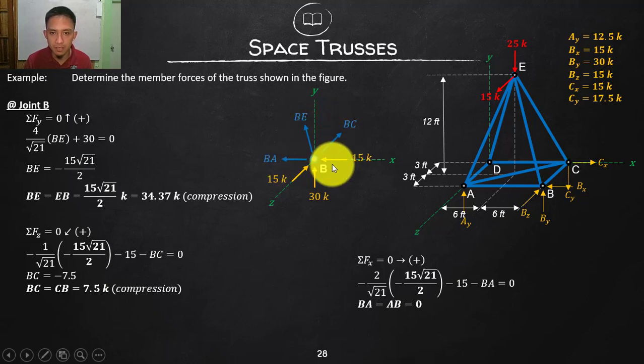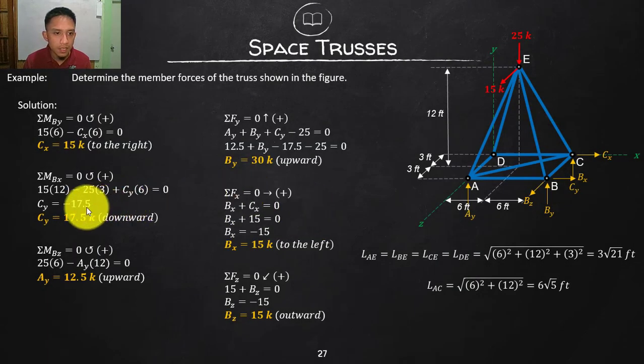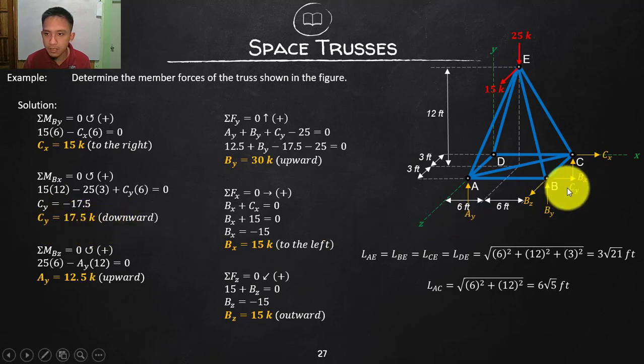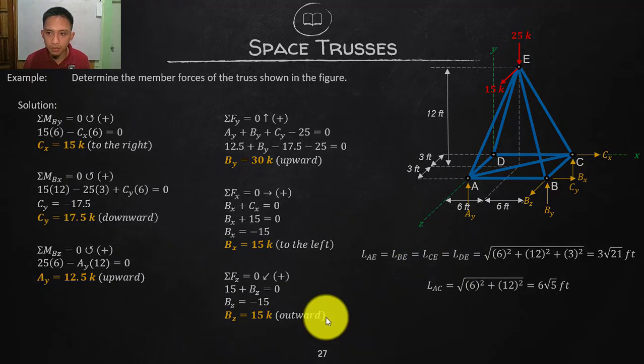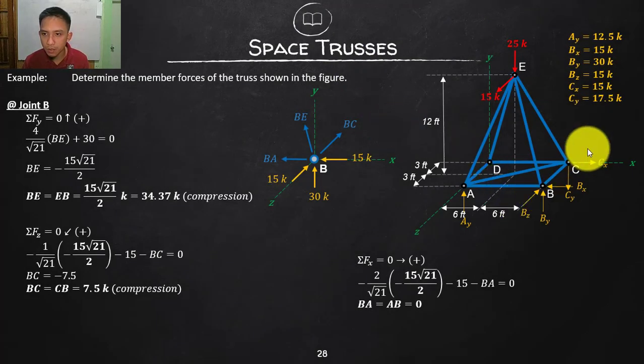For the member forces, we have here three reactions. By the way, I already corrected this. As you can see, your CY is supposed to be downwards. Your BX is supposed to be to the left, and your BZ is supposed to be outwards. So I already corrected that one here: your BZ is outwards, your BX is to the left, and your CY is downward.